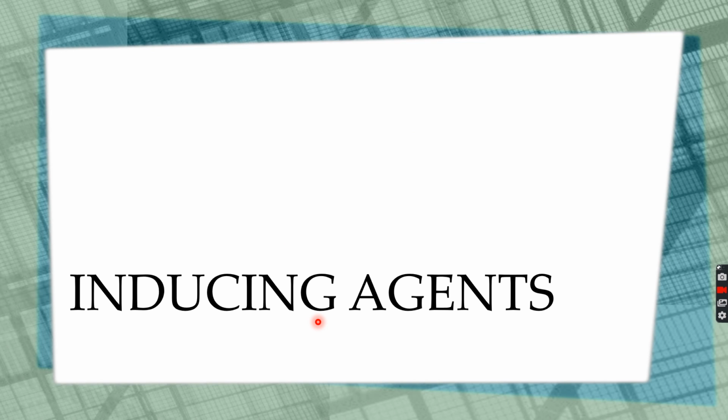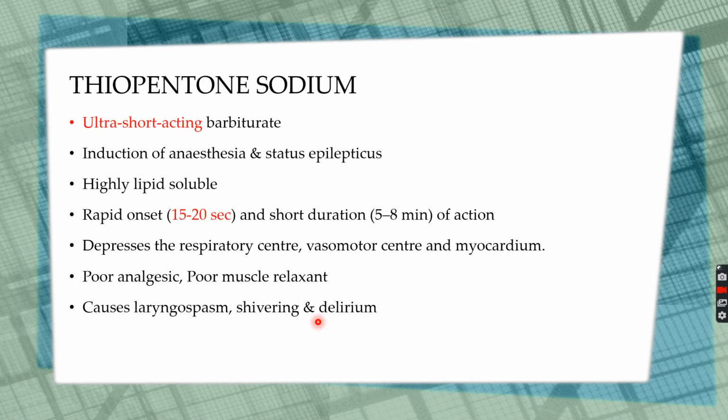Next, let's move on to the inducing agents. So as I told you, inducing agents are drugs which have a very rapid onset of action, because of which they will produce anesthesia very soon. They act also for a very small period, because of which the recovery also is very soon. So the most important inducing agent is thiopentone sodium. Thiopentone is an ultra short acting barbiturate.